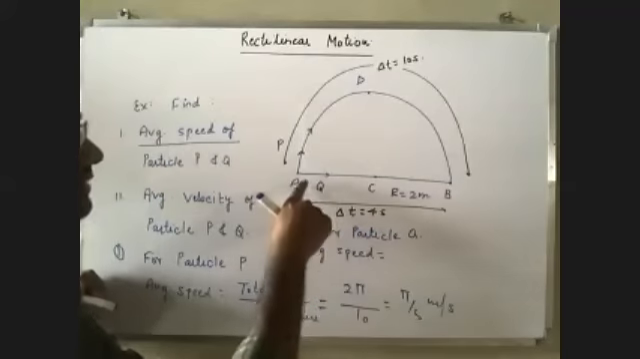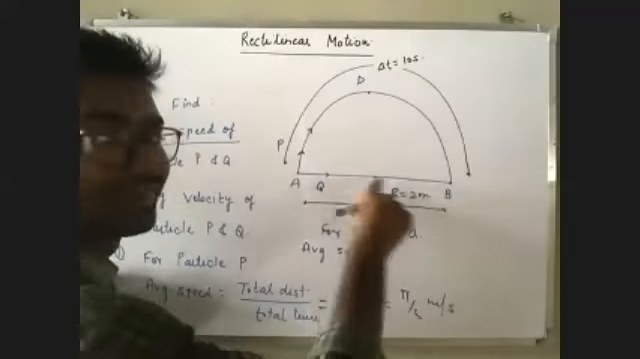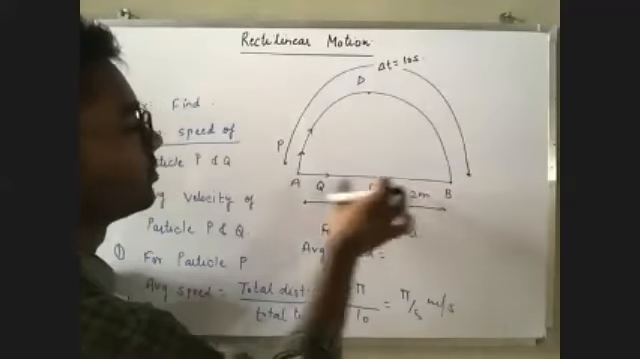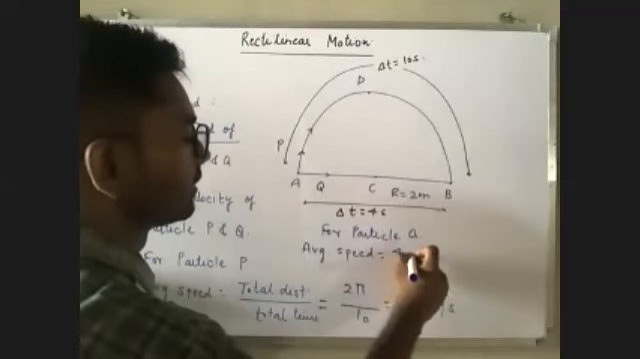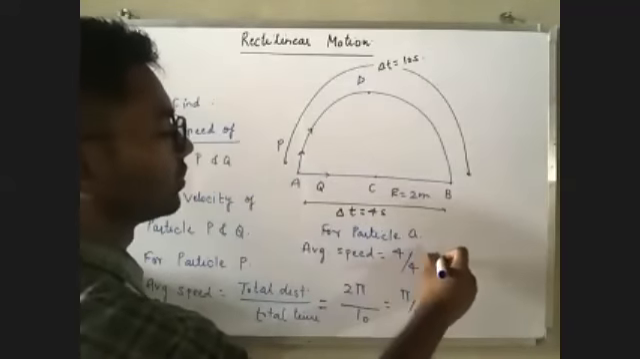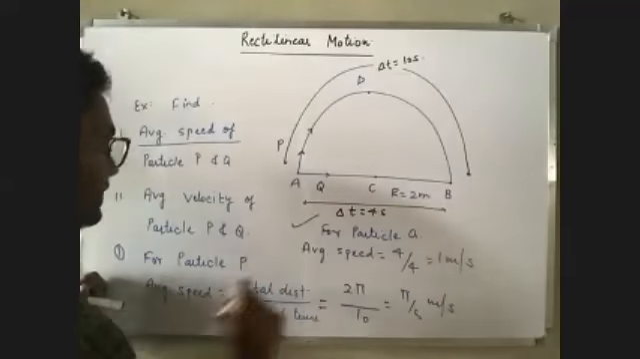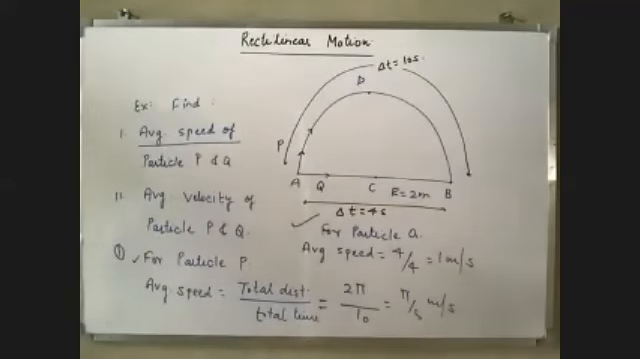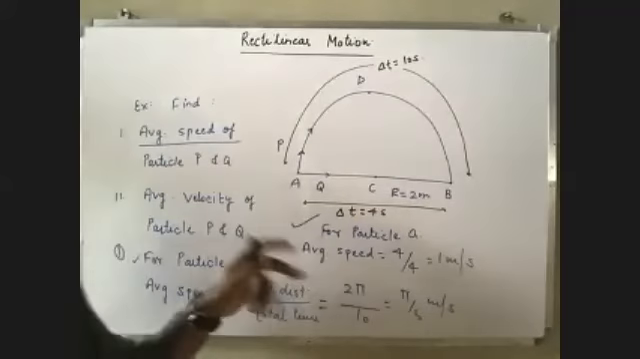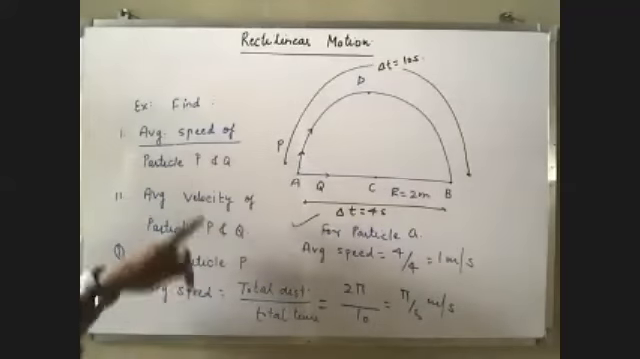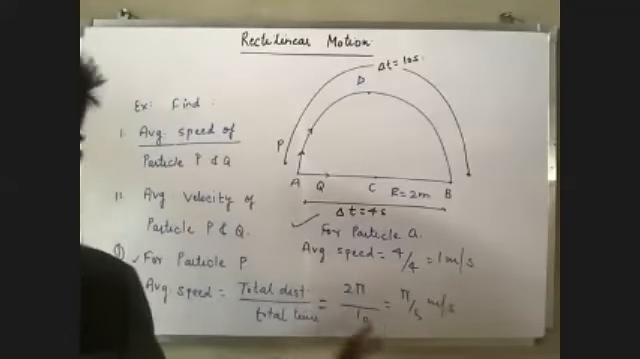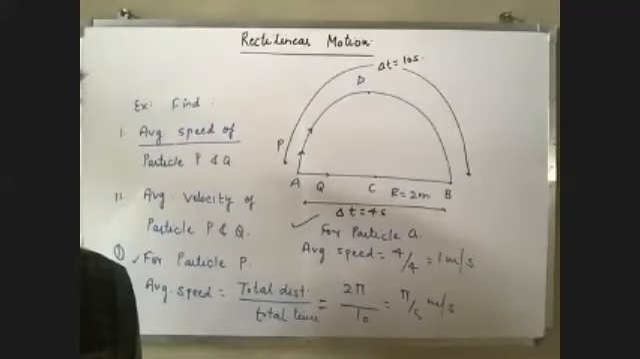So again, total distance. Q is going to travel on this straight line. The distance traveled is 2 meter and 2 meter, 4 meter, divided by time, which is 4. So 1 meter per second. This is the average speed of particle Q and particle P. Is it right? First part clear to everyone? Is it clear?